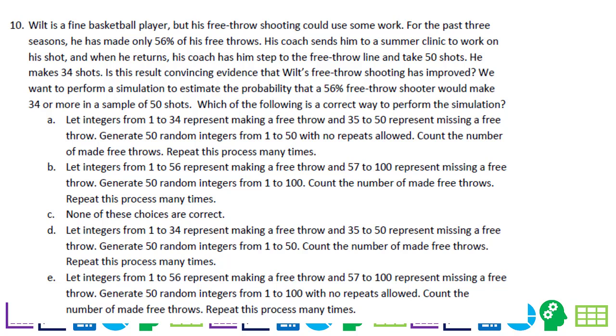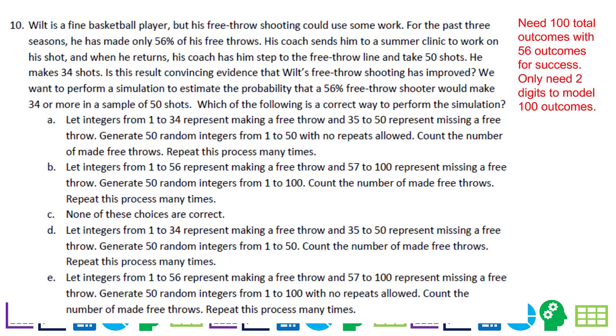So just in general, if I was using a number line, and you should be able to do this with a random number line, then I need to use digits. So I need 100 total outcomes with 56 for success. I only need 2 digits to model 100 outcomes because if I have the digit 00, that would be the number 100. Now, here we're using a random number generator, so it's not as big an issue.